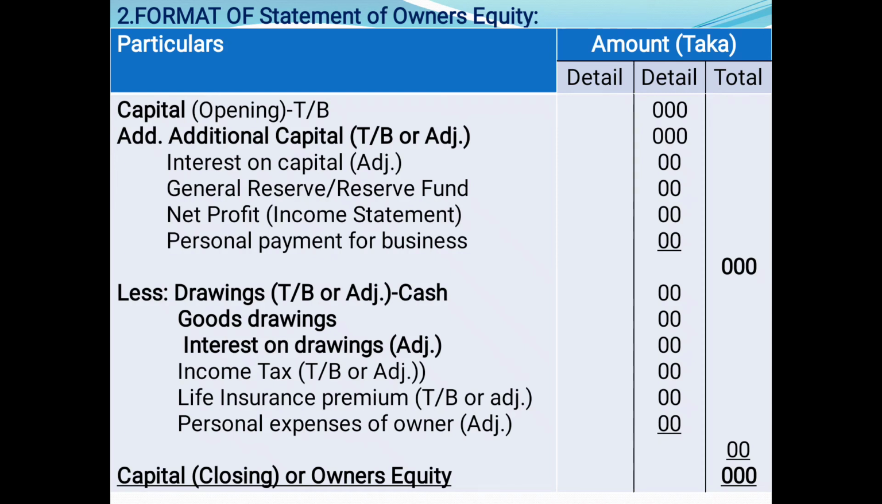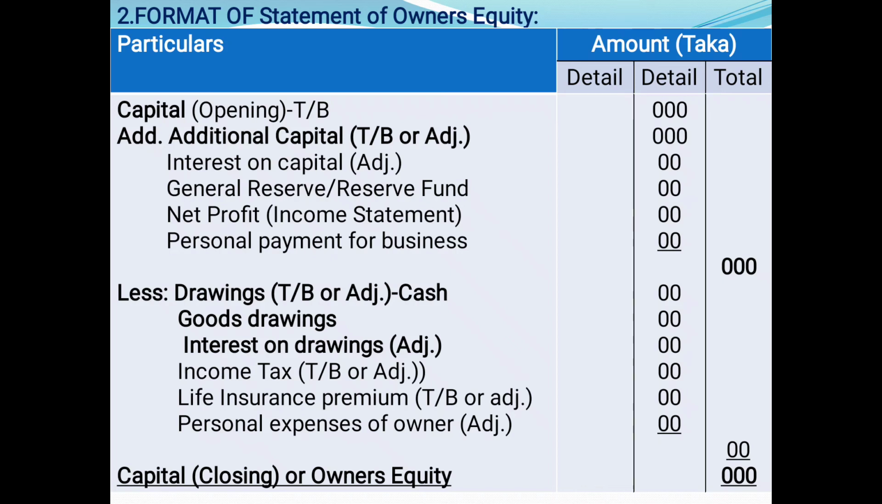Statement of owner's equity starts with capital, that is, opening capital from trial balance. Additional capital can be added, from trial balance or adjustment. Then interest on capital from adjustment, general reserve or reserve fund is to be added with capital. If net profit is available from income statement, then it is to be added with capital. Another one, personal payment for business by owner, is also added with capital.